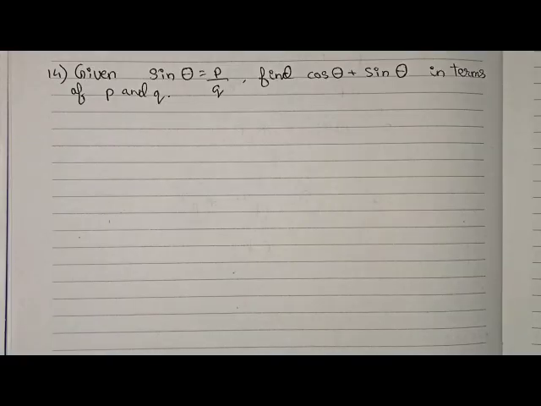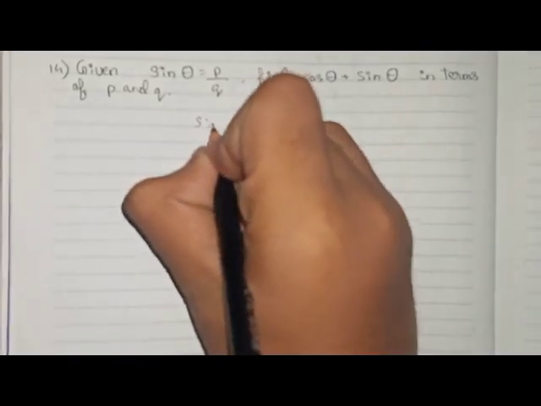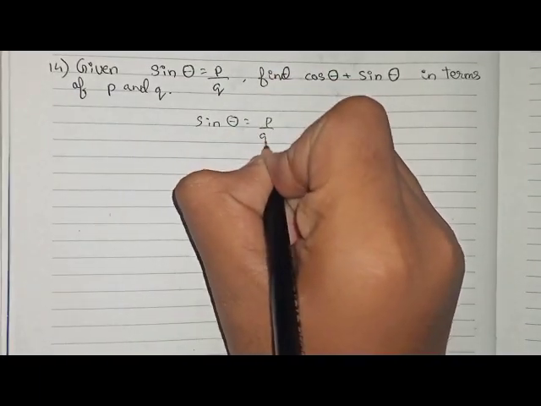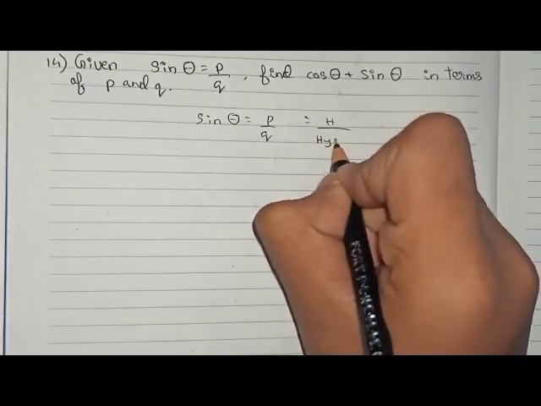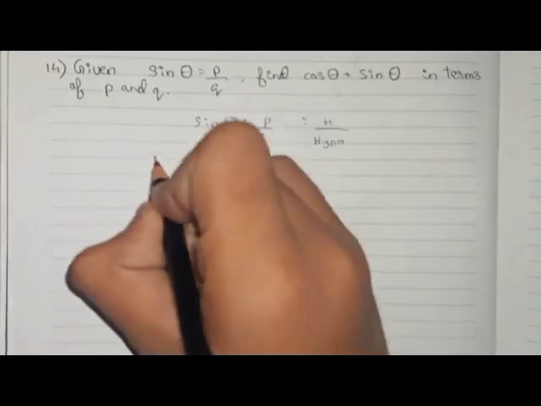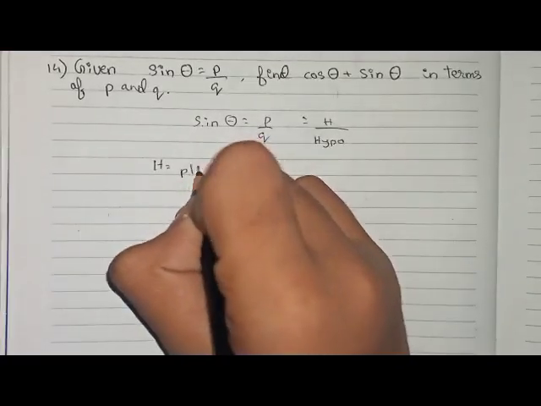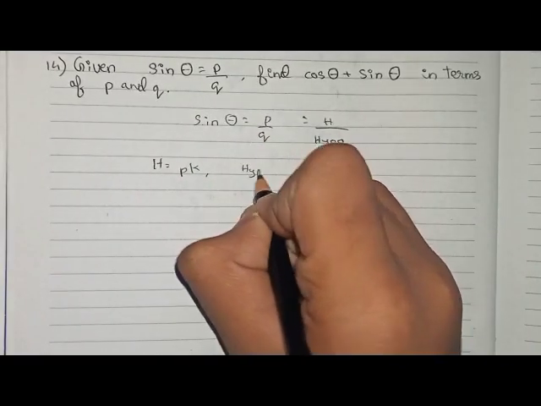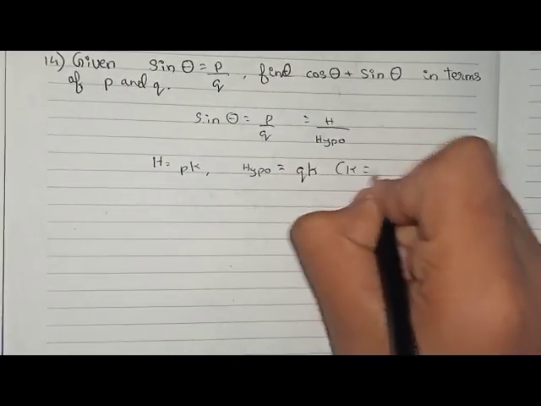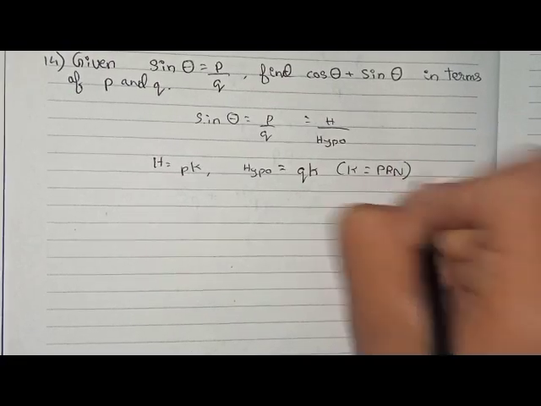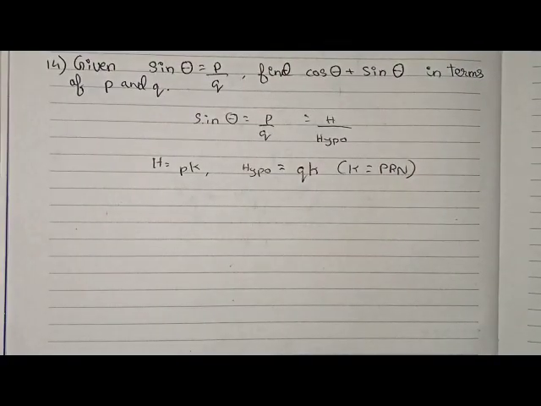Question number 14. Given sin theta is equal to p by q, find cos theta plus sin theta in terms of p and q. So it is given sin theta is equal to p by q. So sin means height by hypotenuse. So like the previous questions, height is equal to pk and hypo is equal to qk, and k is equal to positive real number. So now we will find out the base.